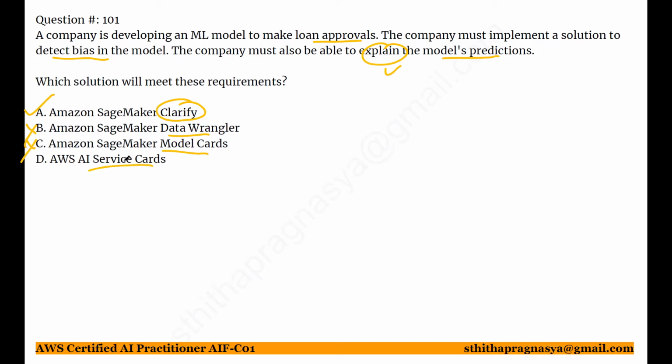And then we have AI service cards. This provides transparency for AWS managed AI services, detailing performance, limitations, and responsible AI practices. These cards are not specific to custom ML models, and they do not offer bias detection or explainability tools. So this is not correct, as they are unrelated to custom ML model evaluation. So what is the answer? SageMaker Clarify.